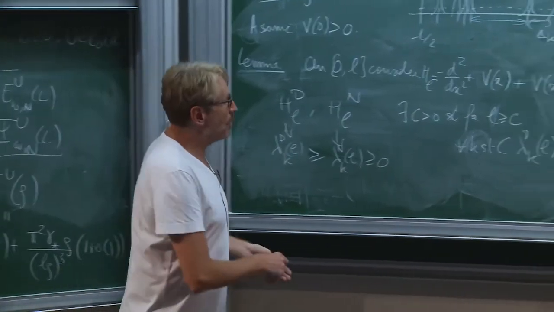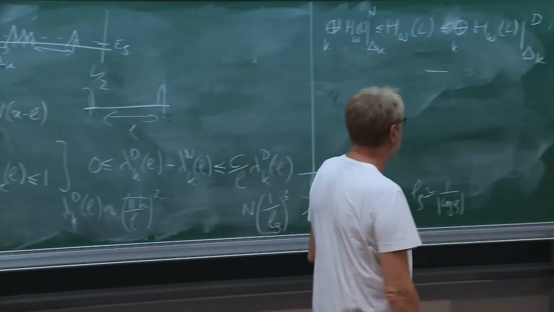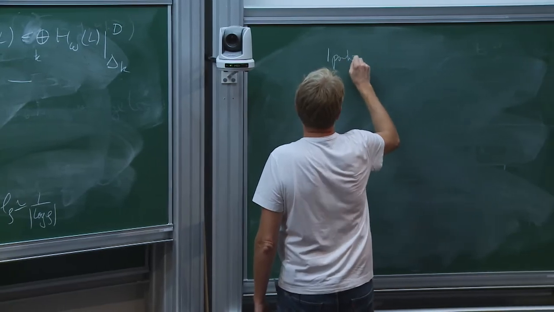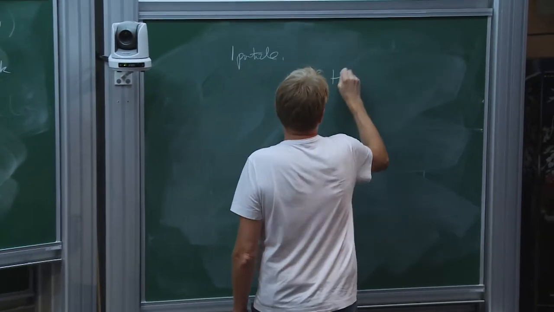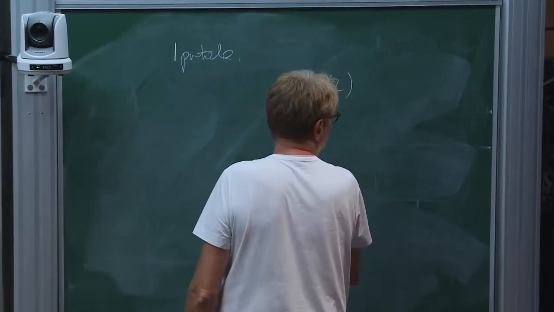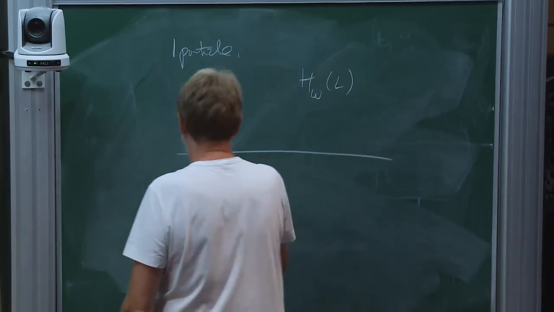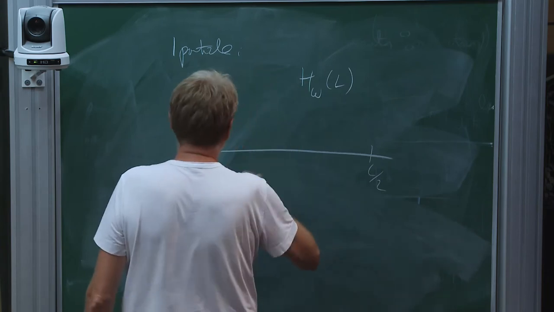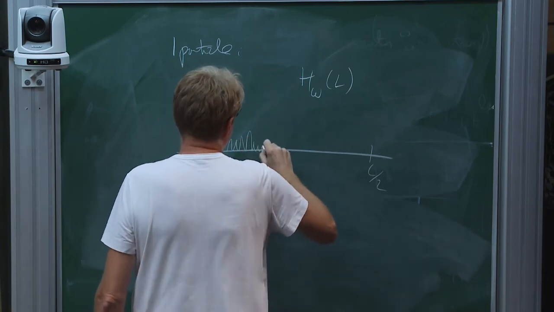But what can happen, you see, one of the things is if you take a one particle model, you take H omega L, so you have L over 2. If you look at the typical, so you have these barriers.